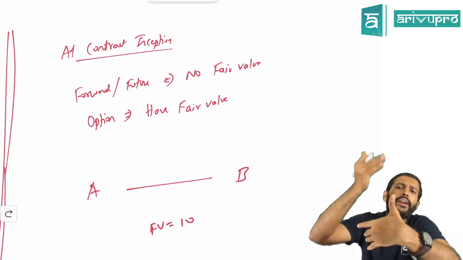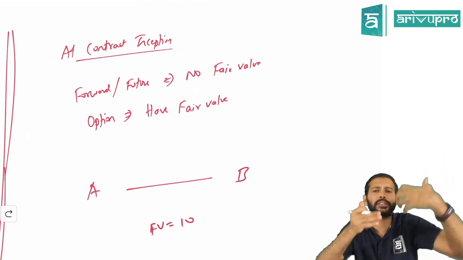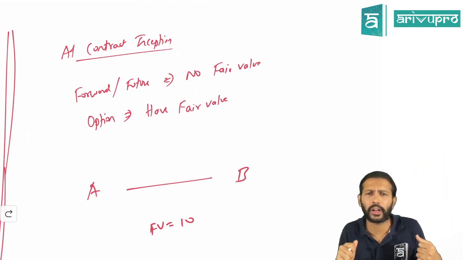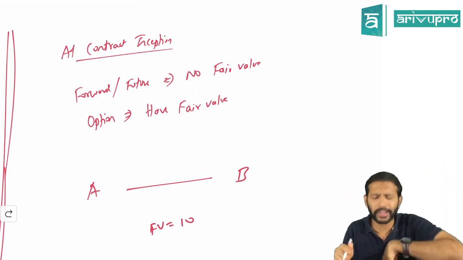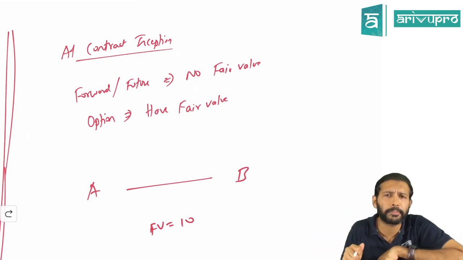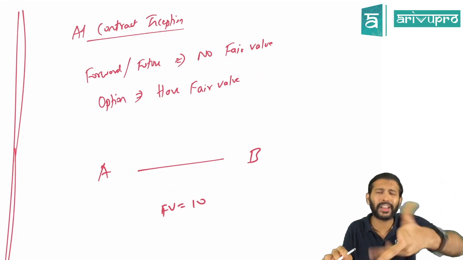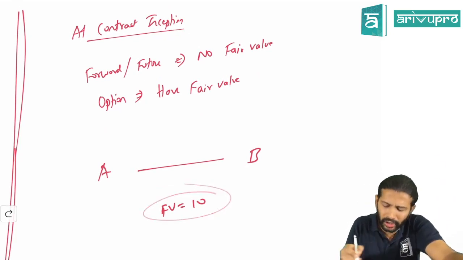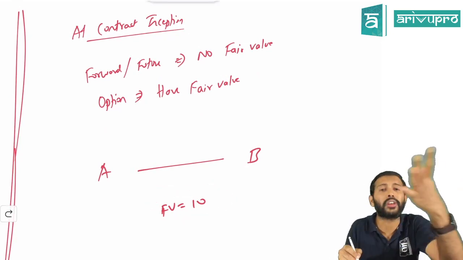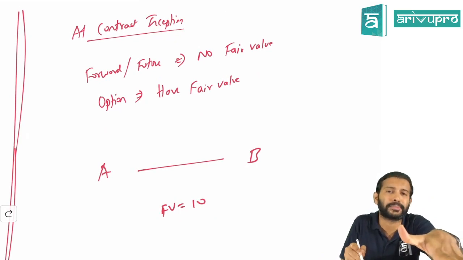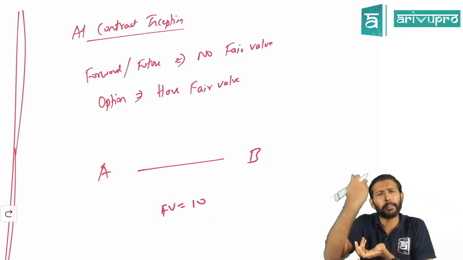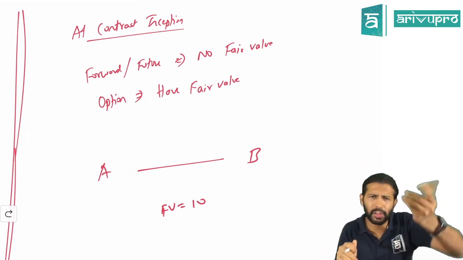On the day you enter into a contract, if there is a gain for one person and a loss for another, why would the loss-making guy enter into such a contract in the first place? So at the time of contract inception, the fair value will be nothing. You will not have fair value for forwards and futures, because if it is a gain, the loss-making party will back out of the contract. He will not even enter.